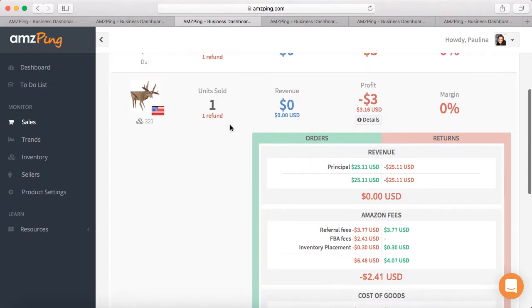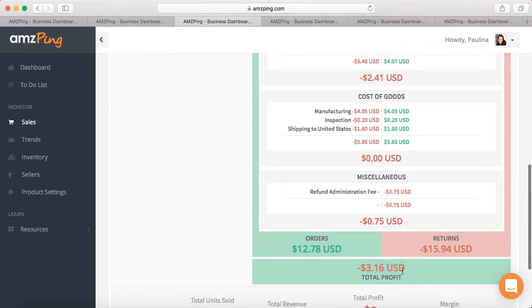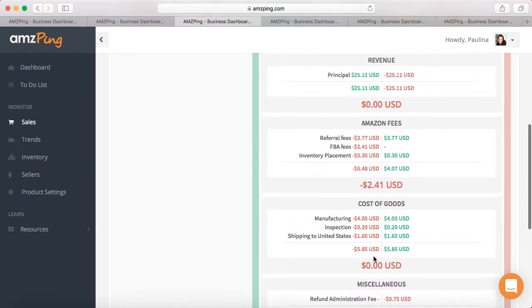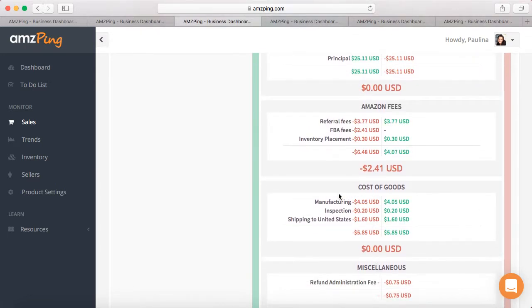So you sold one item and the same item was refunded. In the end, for this product, you are losing $3 for every refund. $3.16 for every refund that comes in, you lose that much money, right? Okay, so this is probably clear, right? Now, let me just mention about this section here.